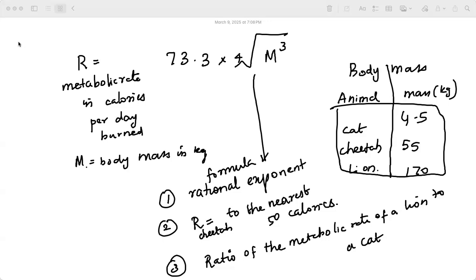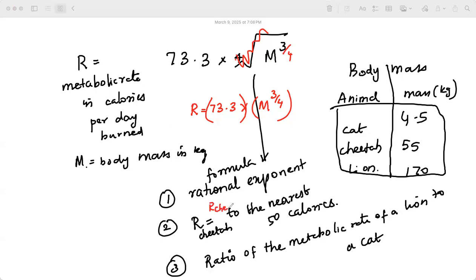So let me go ahead and explain. I'll go through all the questions now. Here, Ansh, are you getting it? Yeah, I'm still working. Okay, so if you convert the formula to a rational exponent, R equals 73.3 times M to the power 3 by 4. That's the formula.